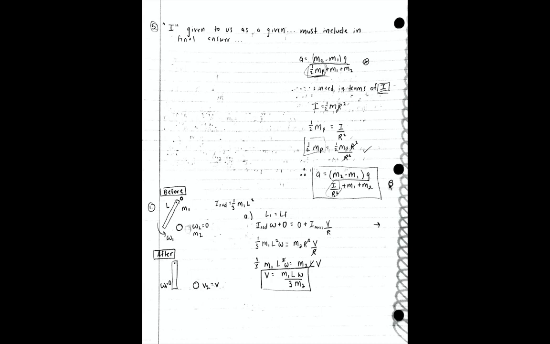The ball, or the point mass here, does not have an initial velocity or an initial angular velocity. We're told that the I of the rod is 1/3 m1 times L squared. So in part A, we're asked to find the final velocity of the point particle in terms of m1, L, omega, and m2. So in terms of constants.